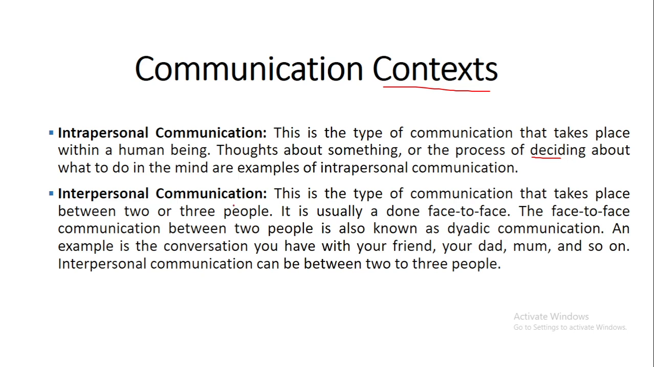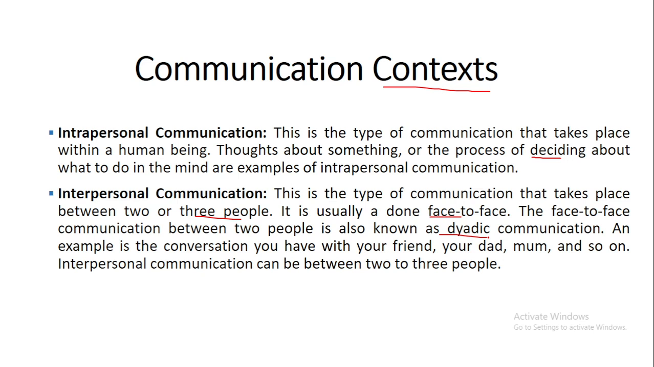Right now, the second context where the communication can happen is the interpersonal. You must have heard that term international, between the nations. Okay, one nation doing something with the other nation, that is called international, right? So interpersonal means communication between two or more than two individuals. It is usually done face to face, and the face to face communication between two people is also known as dyadic communication. Di means two. An example is the conversation you have with your friend, your dad, your mother, and so on.